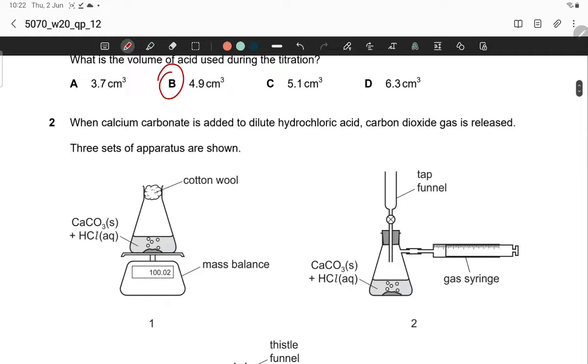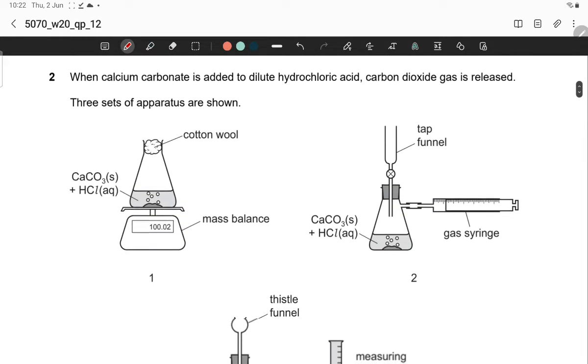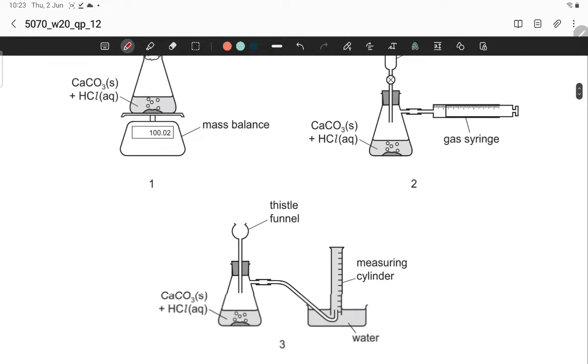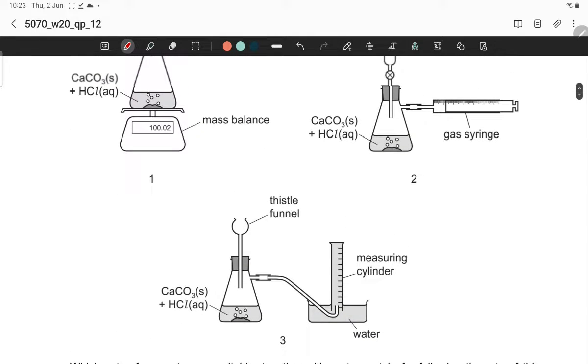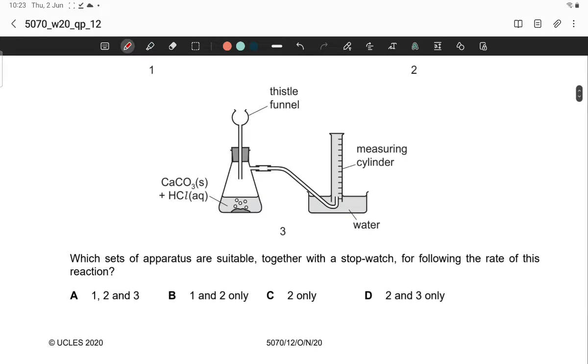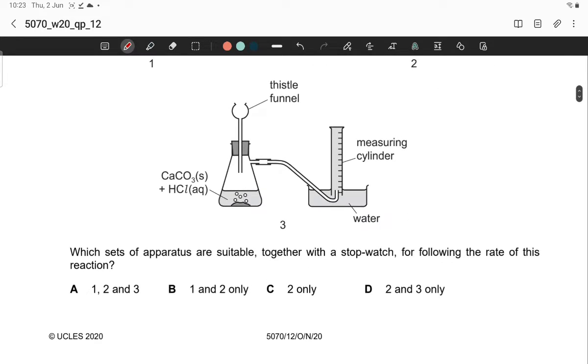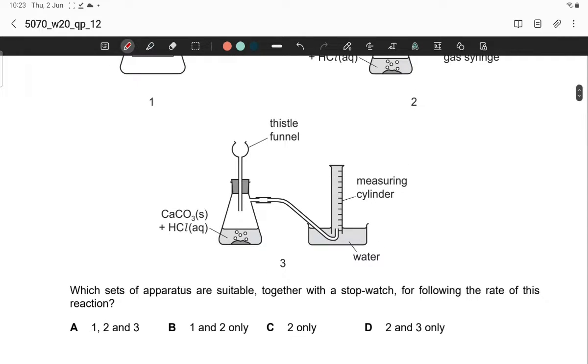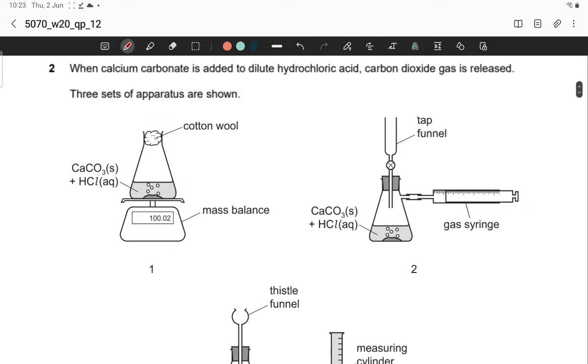Question number 2. When calcium carbonate is added to dilute hydrochloric acid, carbon dioxide gas is released. 3 sets of apparatus are shown: calcium carbonate, cotton wool, mass balance, funnel; measuring cylinder, thistle funnel, calcium carbonate, solid balance. Which sets of apparatus are suitable together with a stopwatch for following the rate of this reaction?